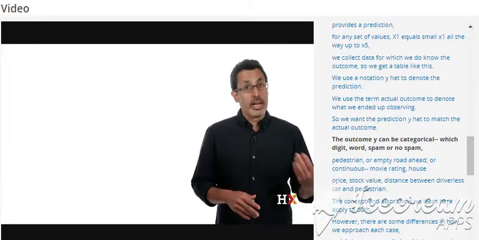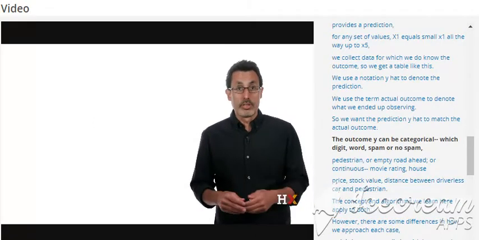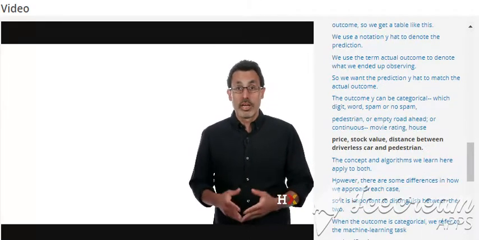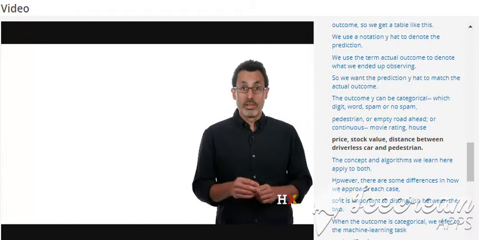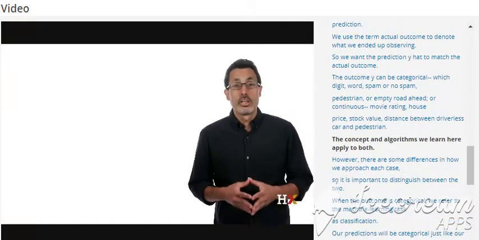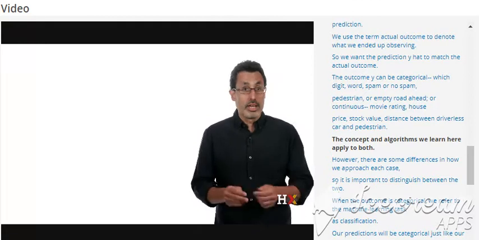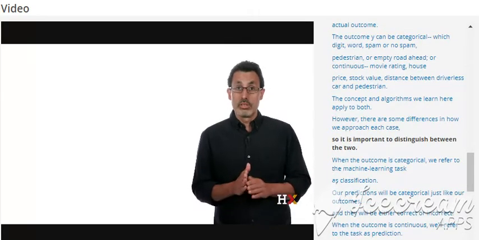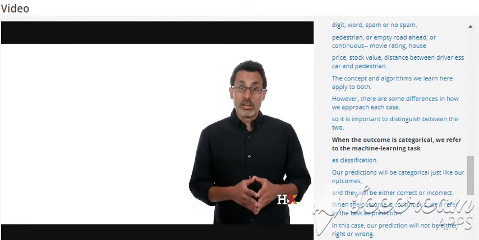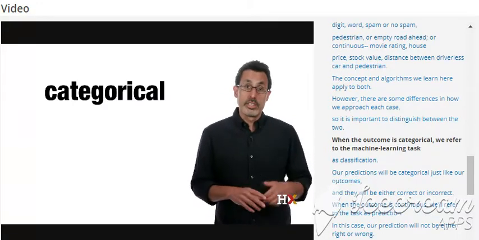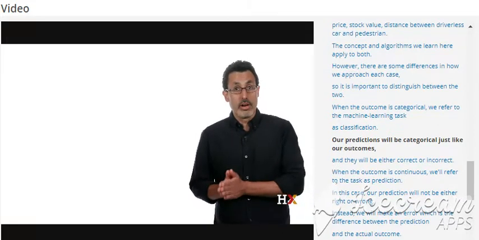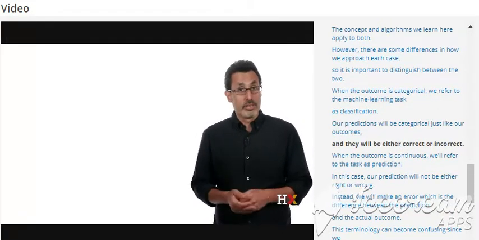The outcome y can be categorical: which digit, what word, spam or no spam, pedestrian or empty road ahead. Or continuous: movie rating, house price, stock value, distance between driverless car and pedestrian. The concepts and algorithms we learn here apply to both. However, there are some differences in how we approach each case, so it is important to distinguish between the two. When the outcome is categorical, we refer to the machine learning task as classification. Our predictions will be categorical just like our outcomes, and they will be either correct or incorrect.